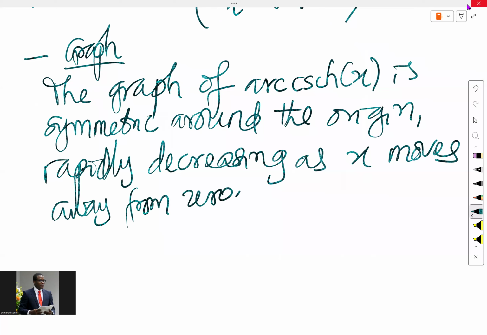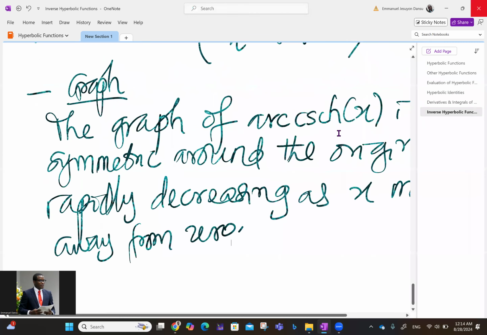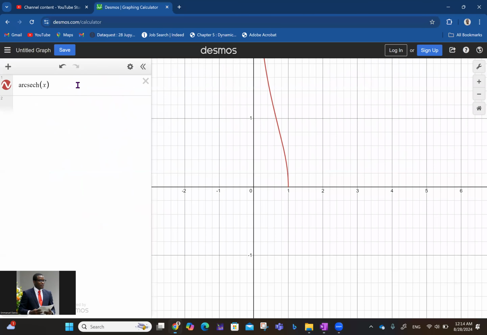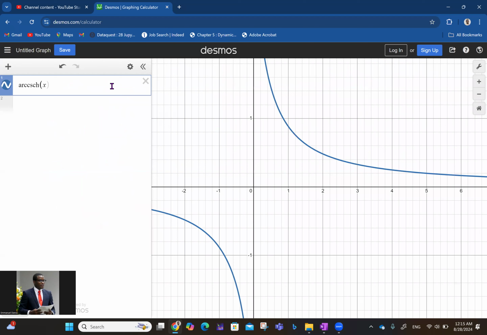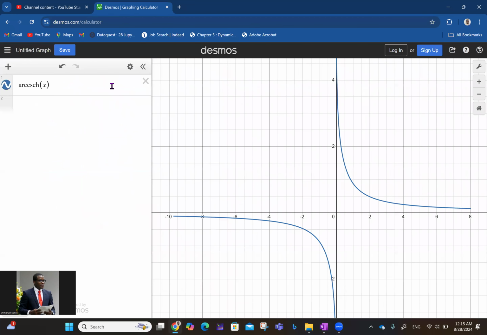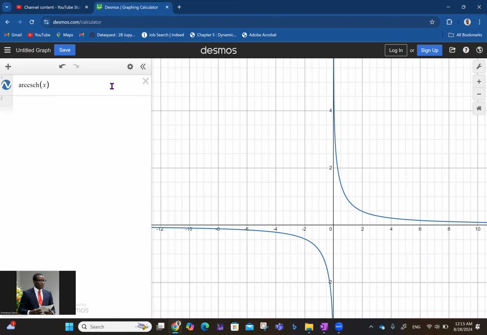Yeah, let's confirm that. Arcosh x. So we have arcosh x. Okay, looks a bit like something. I think we've seen something like this. That one that is always running away from 1. That's not defined between -1 and 1.